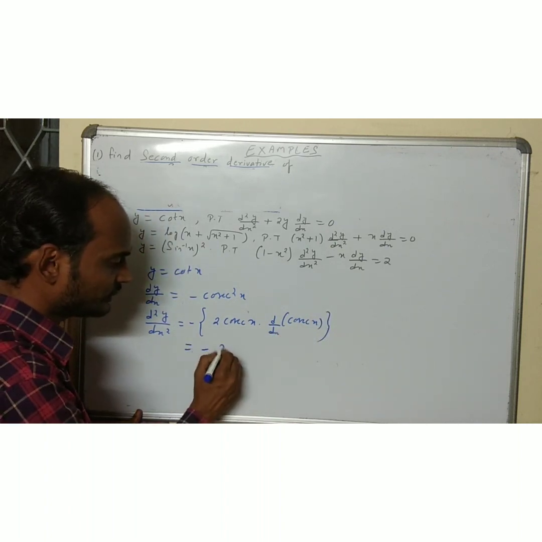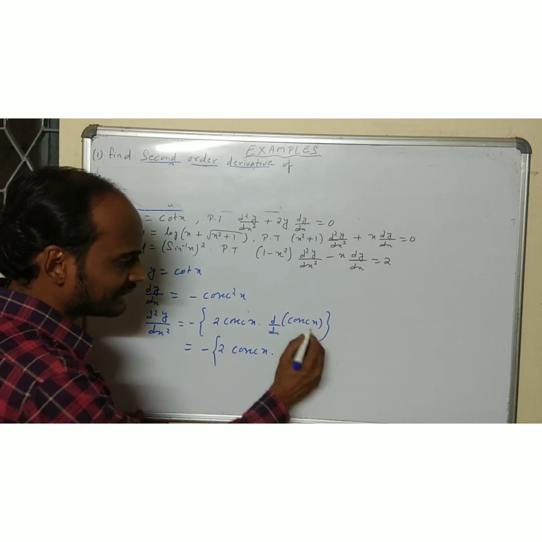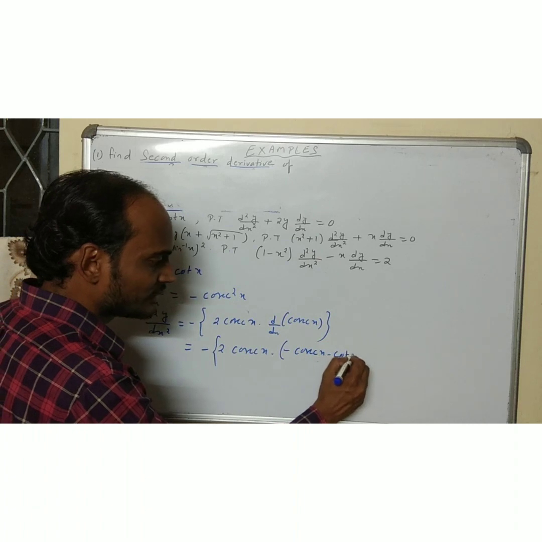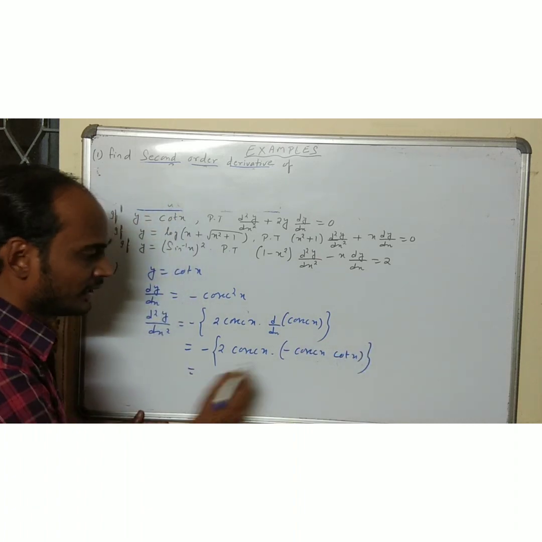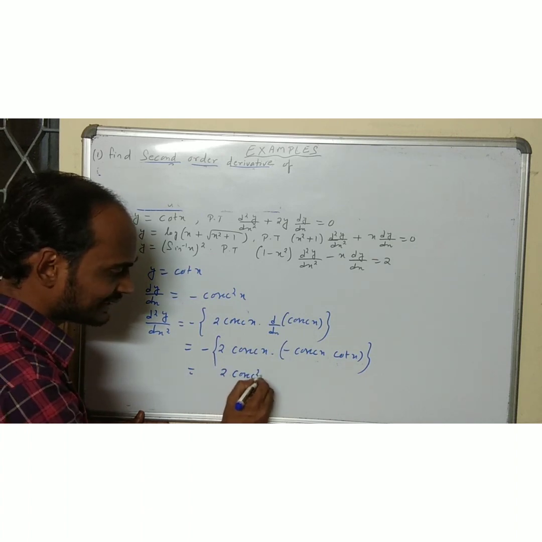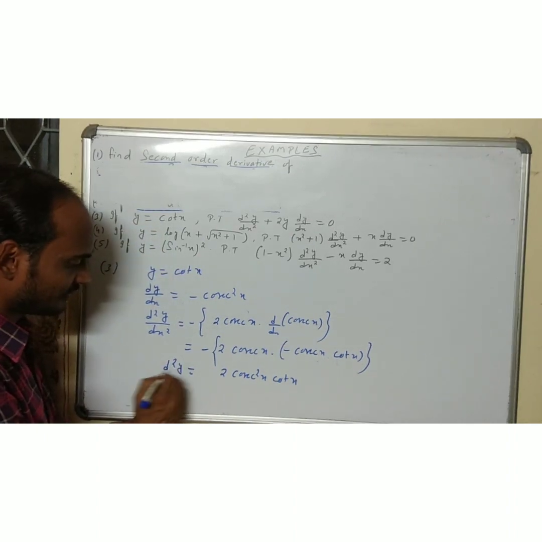We are applying chain rule here. So this is minus 2, minus is kept outside there. So minus cosec x into cosec x derivative is minus cosec x into cot x. So as you know, the derivative of cosec x is minus cosec x into cot x. So minus minus will be plus, so we will get 2 cosec square x into cot x. So this is the second derivative of this function there.